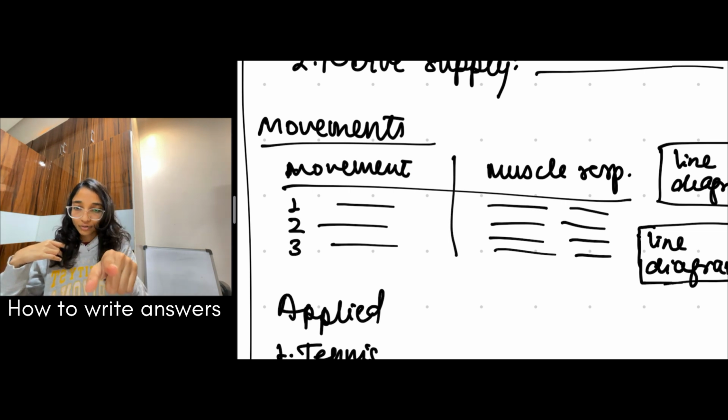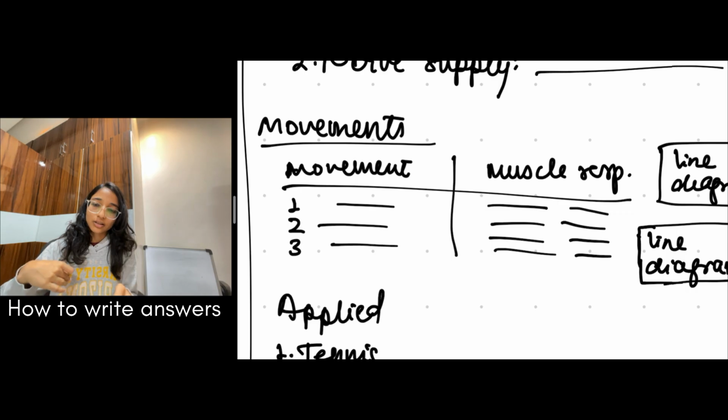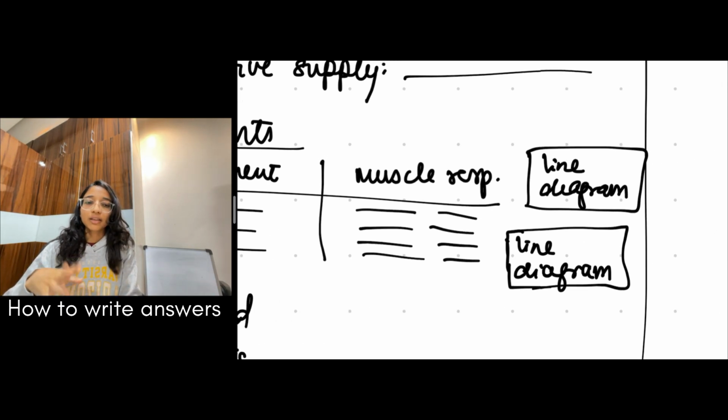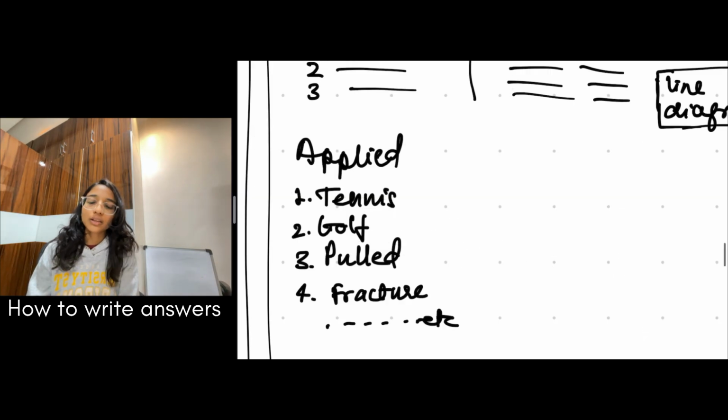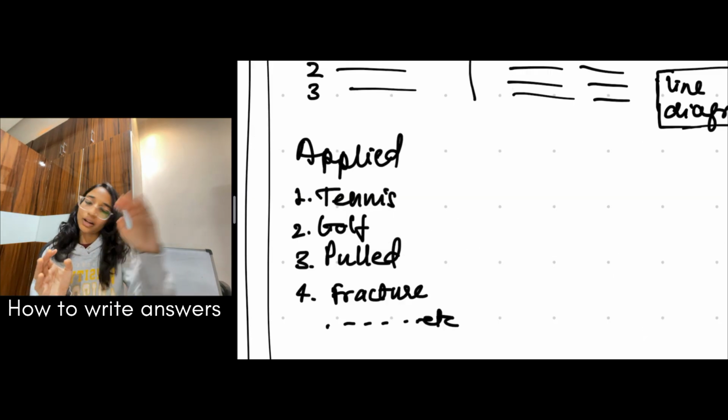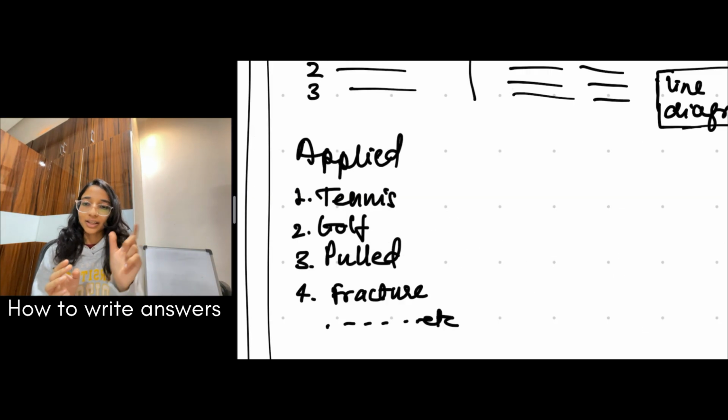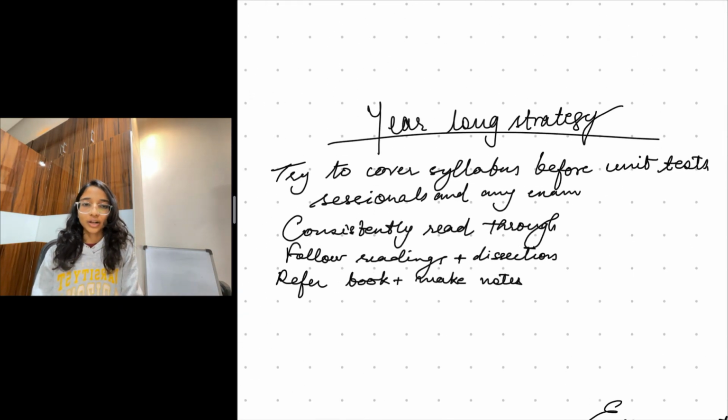So you'll write the name of the movement and then you'll tell which muscles or which structures are making it possible. Now, if you can and if you have the time, add a simple line diagram. Then everything applied, you remember, just write it down one by one. Don't just write that tennis elbow is a thing. This is how you write it.